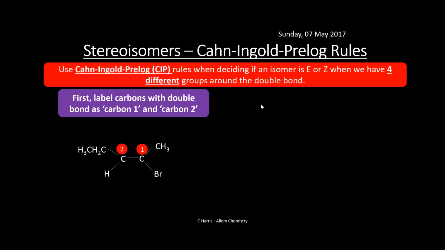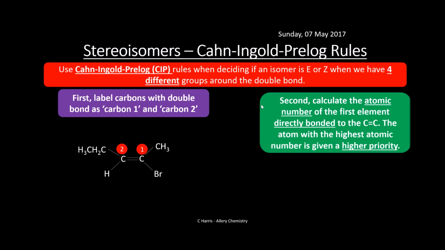So what we do is we label the carbons with a double bond as carbon 1 and carbon 2, and you can see that we've labelled them there. Then we compare the atomic number of the first element directly bonded to the C=C bond. The atom with the highest atomic number is given the higher priority. Now remember, it's atomic number, not mass number. So it's the number of protons, the proton number, or the atomic number. Don't get them mixed up.